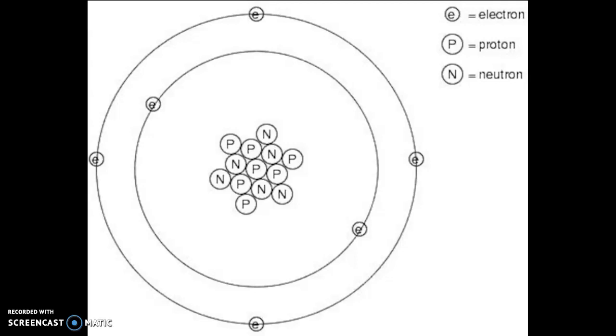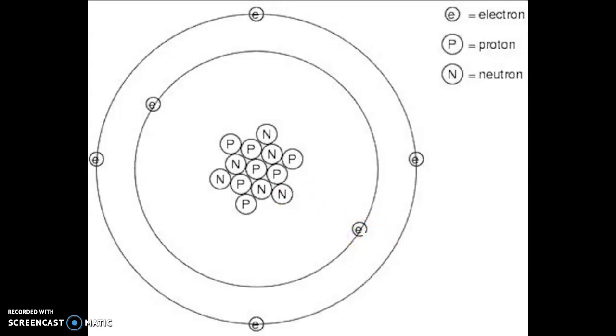Hi guys! In this video we're going to talk about how to calculate the charge of an atom. As we talked about earlier, each atom has 3 different kinds of particles inside of it. First is a proton, second, the neutron, and third, the electron. The proton has a positive charge, the neutron does not have a charge, and the electron has a negative charge.